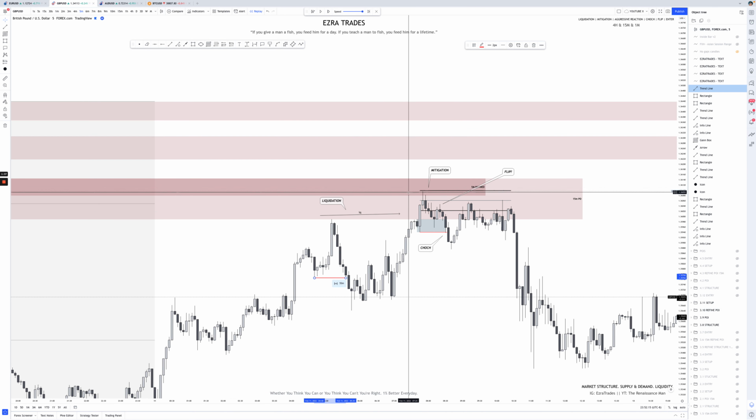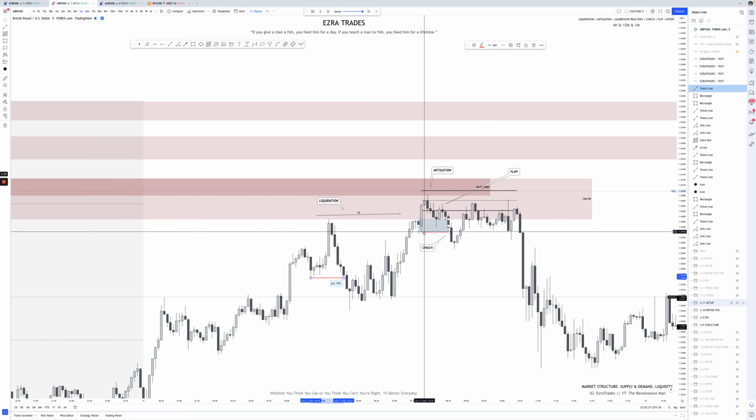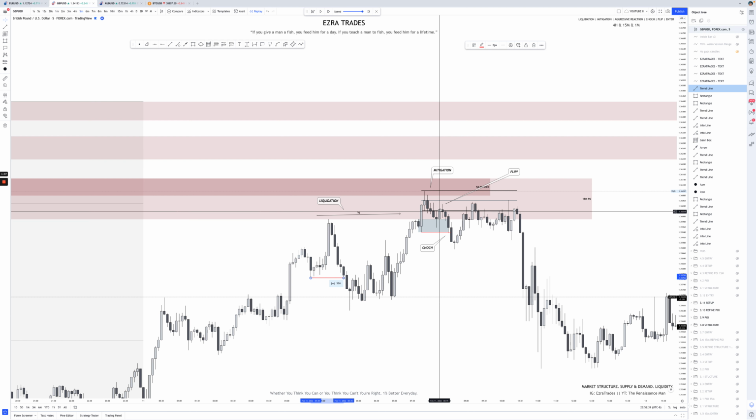Now price comes into our refined 5 minute point of interest, which is way more important than the overall 15 minute. If we were trading the 15 minute, we'd want to see a 15 minute change of character. And this is much better as we have a refined level. So liquidation, mitigation, price comes into this demand that made this new high. This is a strong demand, strong point of structure, gives a reaction.